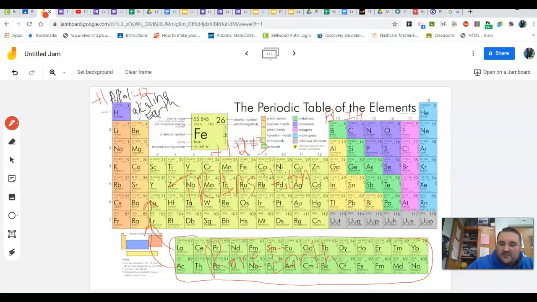Nitrogen has 5 valence electrons and it wants to gain 3, so it becomes a -3 charge. Oxygen gains, so it becomes a -2 charge. Here are our halogens. All halogens become a -1 because they only want one more valence electron. And then your noble gases over here, they do not want to gain any charges.